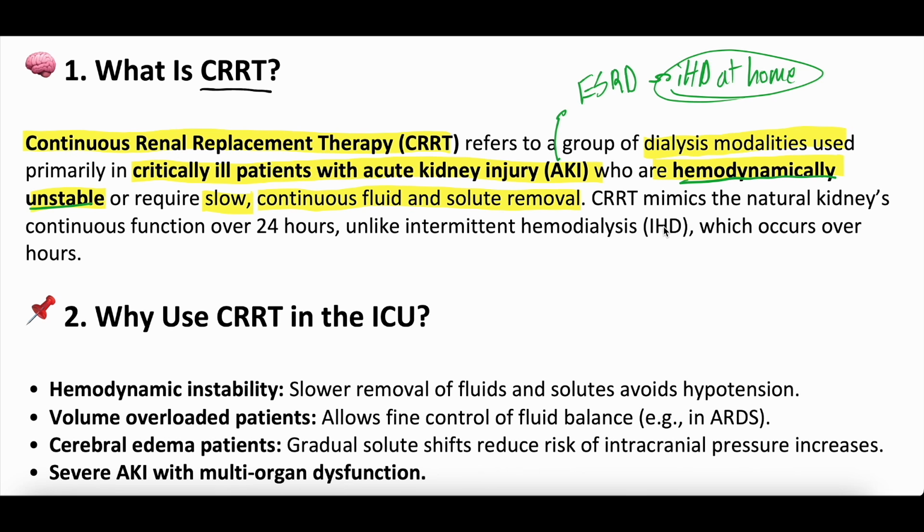CRRT mimics the kidney's continuous function over 24 hours. It's continuous. It goes for 24 hours. Unlike intermittent hemodialysis, which usually runs for 3 to 4 hours, and is much more hemodynamically disruptive to patients. So CRRT, continuous renal replacement therapy, we usually use in our critically ill patients with hemodynamic instability. It is for either acute renal failure or end-stage renal disease who is now critically sick and needs dialysis, and it's slow, it's continuous, and it runs over 24 hours.